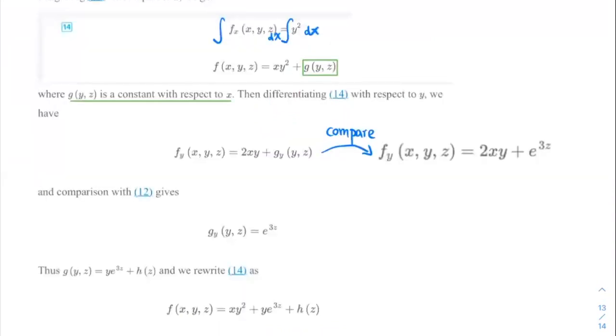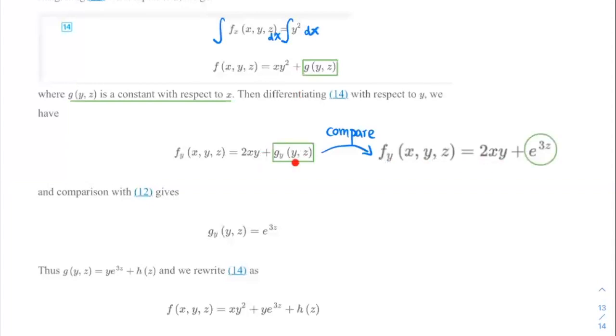So we get x times 2y, so you get 2xy. And the derivative of this with respect to y is the partial derivative of this with respect to y. And now we're going to compare this with the partial derivative of small f with respect to y that we got above.